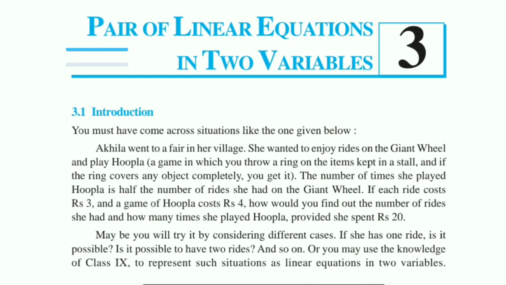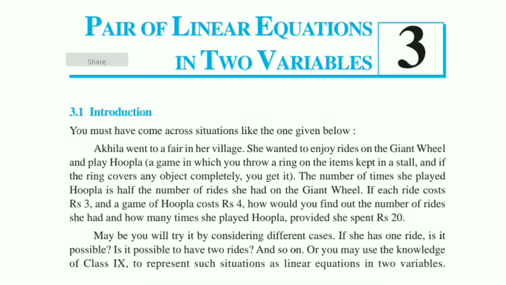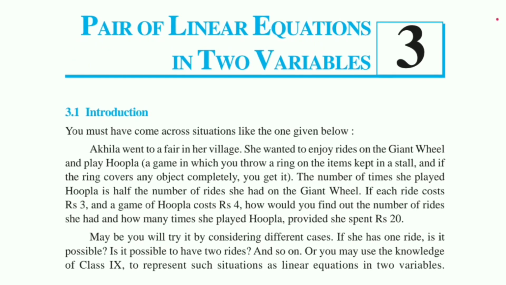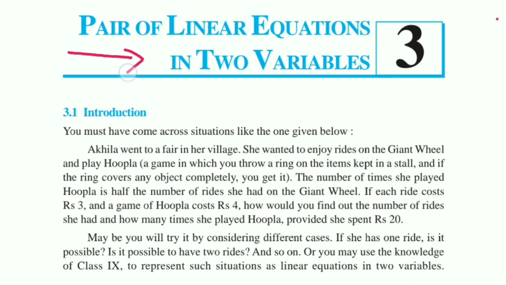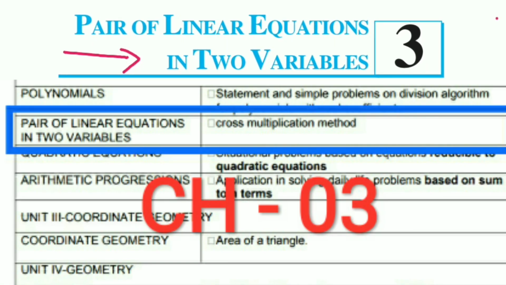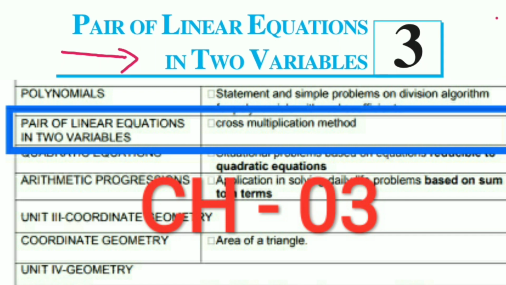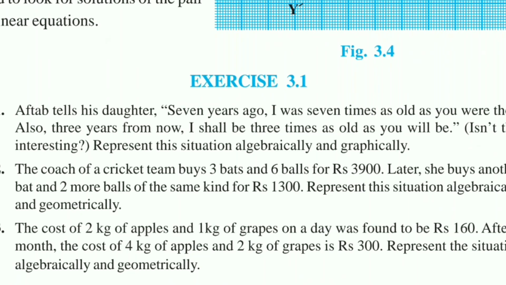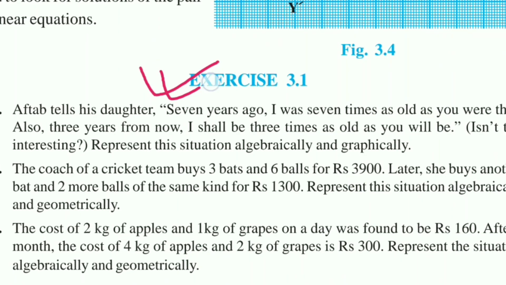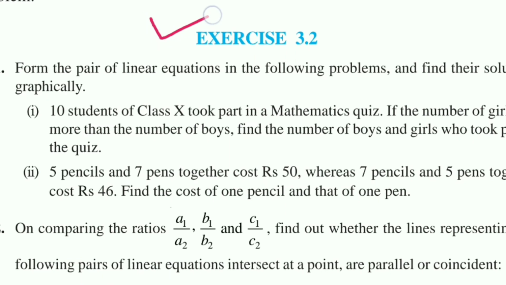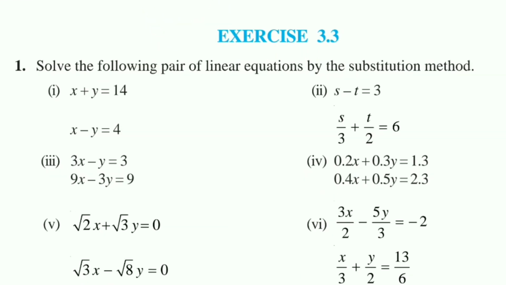If you see chapter number 3, Pair of Linear Equations in Two Variables, then only the cross multiplication method has been removed. That means you have to read exercise 3.1. Exercise 3.2 also you have to read. Exercise 3.3 you also have to read.